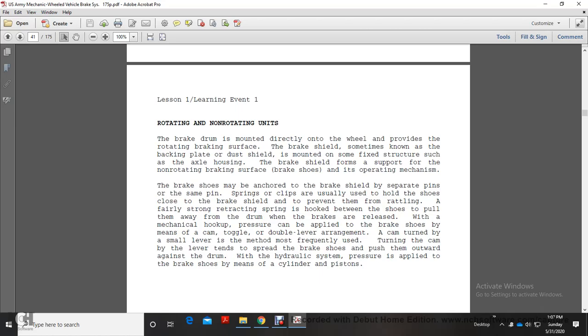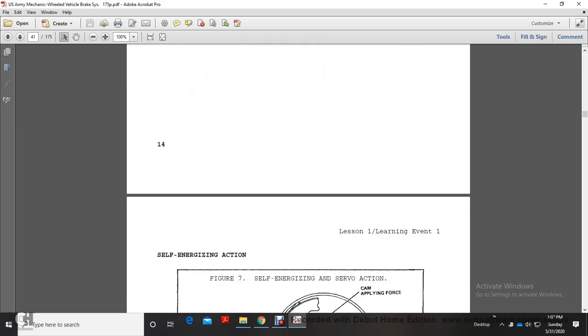A fairly strong retraction spring is hooked between the shoes to pull them away from the drum when the brakes are released. Mechanical pressure can be applied to the brake shoes by means of a cam, toggle, or double lever arrangement, with the cam turned by a small lever. This method is frequently used. Turning the cam by the lever tends to spread the brake shoes outward against the drum. In hydraulic systems, pressure is applied to the brake shoe by means of a cylinder and piston.